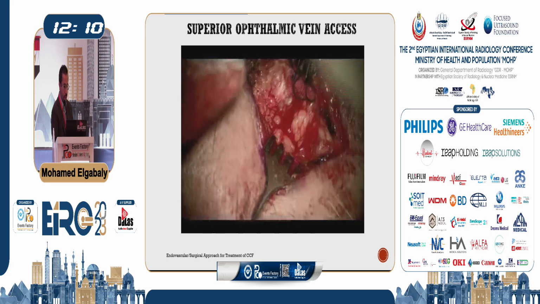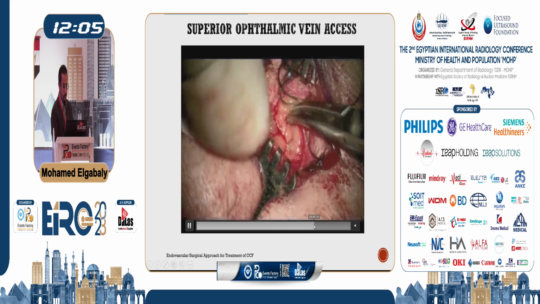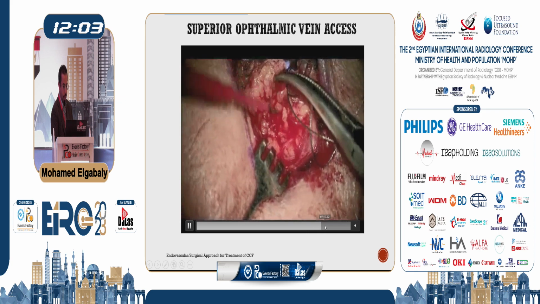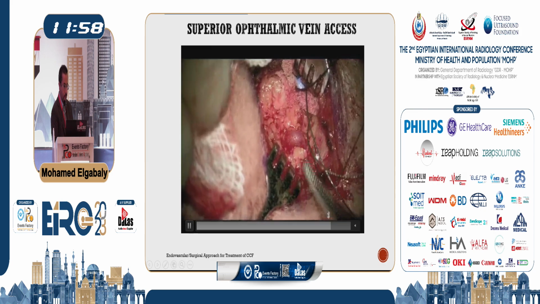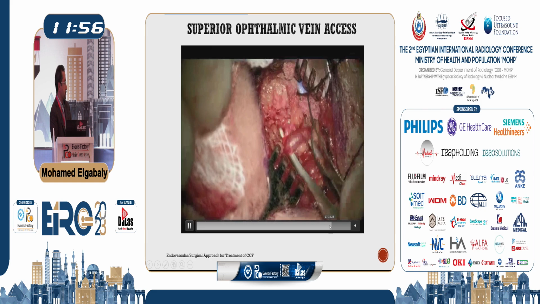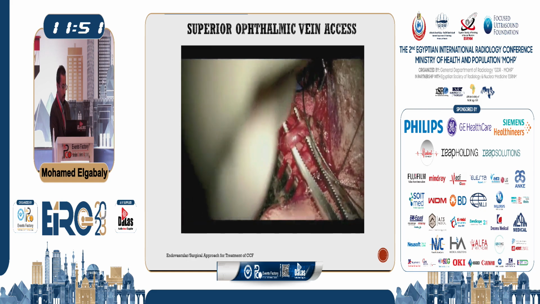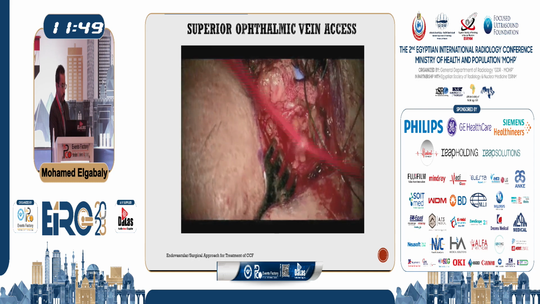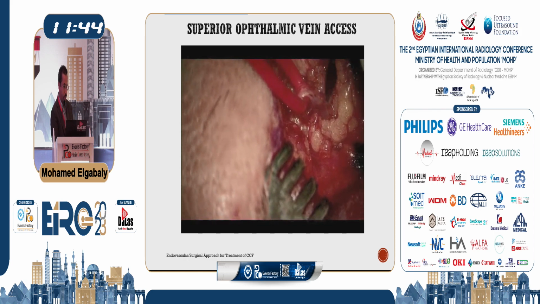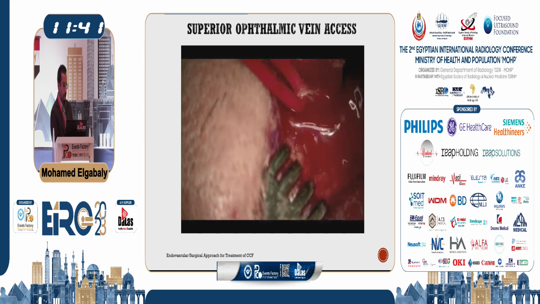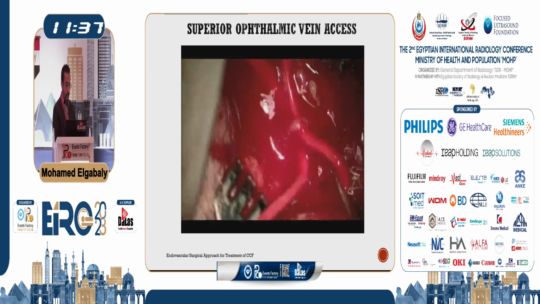We asked them to put in a microwire and a 4 French sheath. All right, there it is. You see it here, the engorged superior ophthalmic vein. So now they're trying to access it. First, obviously, you have to mark it, isolate it. Here it is. So once he opens up, boom. Right, so it's a highly engorged superior ophthalmic vein.